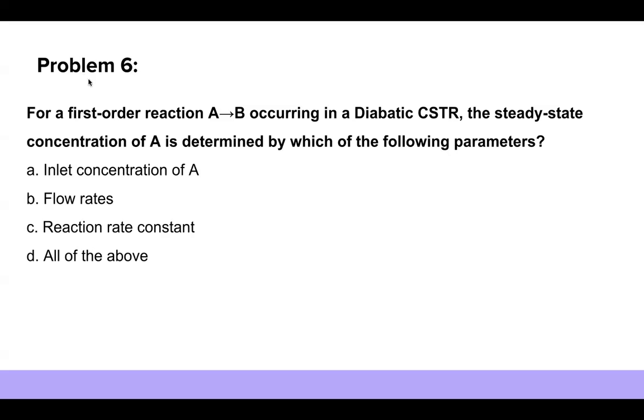So, what is the answer for this question? For a first order reaction A giving B occurring in a diabetic CSTR, the steady state concentration of A is determined by which of the following parameters? You know the steady state concentration, that is Ca. For a first order reaction, you can calculate it as Ca0 divided by 1 plus k tau, where tau is nothing but V by F. So it depends on the initial concentration. It depends on the flow rates because that's what the residence time depends on. It depends on the reaction rate constant. So all of the above is the answer.